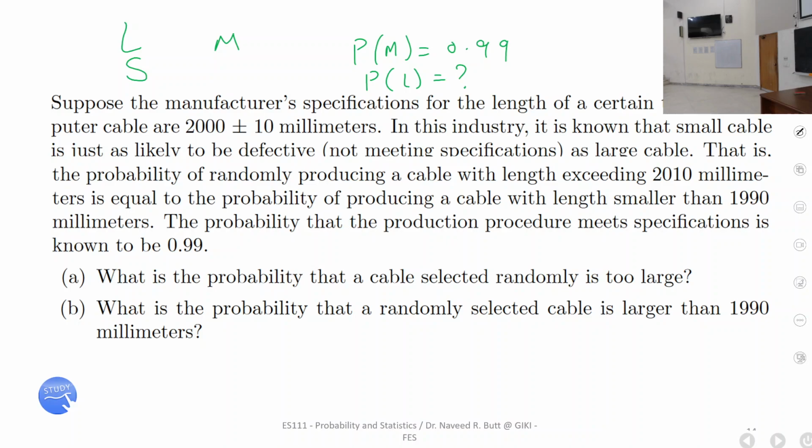ठीक है. What other information there is? They have already told you that producing too large is as likely as producing too small. So probability of too small is the same as probability of too large. Now तीन ही हो सकते हैं, या too large होगा या too small होगा या specification meet करेगा. तो 0.99 तो उसने ले लिया. इन दोनों के लिए क्या बचा है? 0.01. Since they have to be equal, दोनों को आधा आधा मिलेगा.